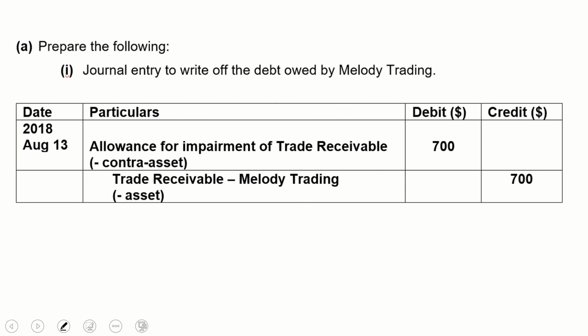So for the journal entry to write off the debts, allowance needs to go down because this person is now bankrupt. So you set aside some money in case people go bankrupt. So that's when you use it. So you reduce your contra asset. You also reduce your trade receivable. You minus away your asset. Because Melody Trading has gone bankrupt, she is never going to pay you back again. So you minus trade receivable. Most students are okay with this journal entry.